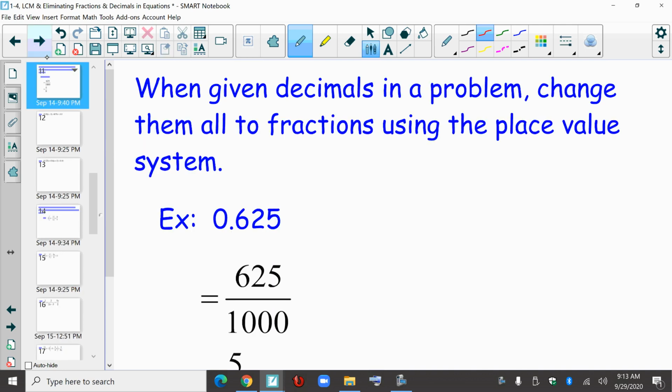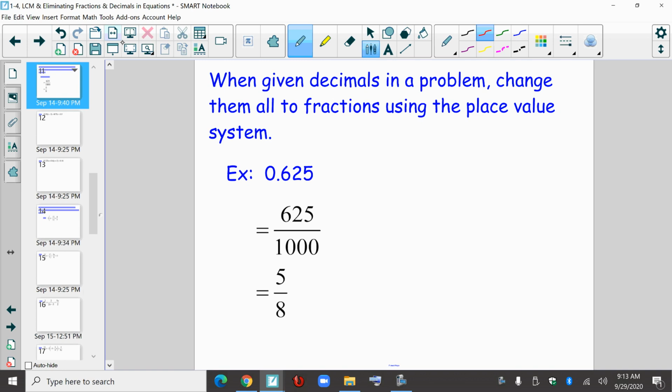So let's keep going. Now, what happens whenever I have a decimal? When you're given decimals in a problem, you can change them all to fractions using the place value system. You can do this. This is the tenths, the hundredths, the thousandths, which is why it's 625 over 1,000, which reduces down to 5/8. This requires a lot of thinking.